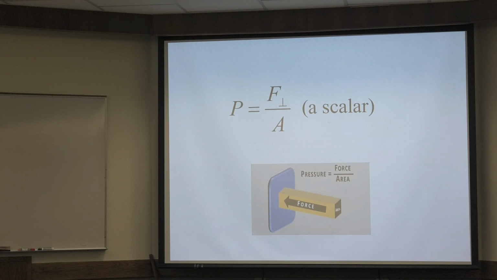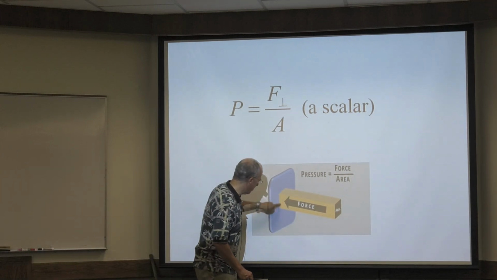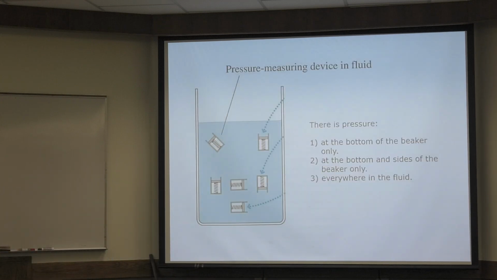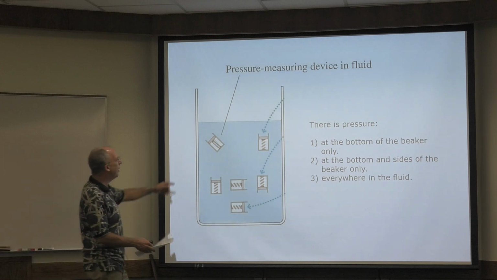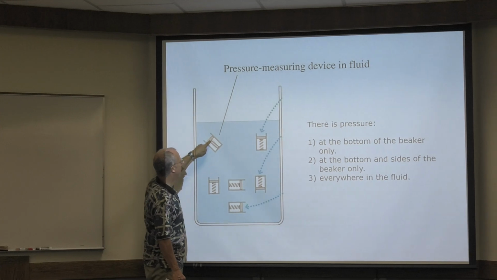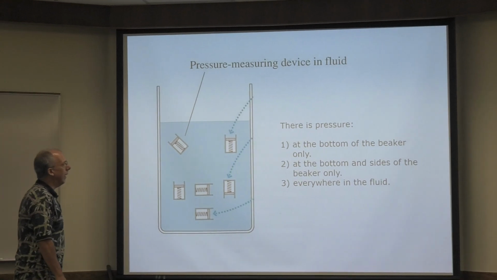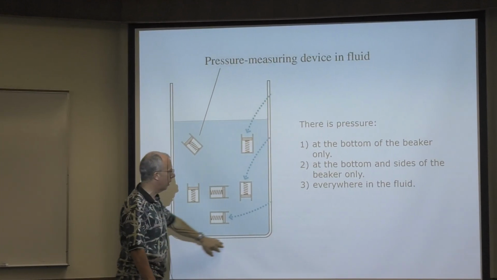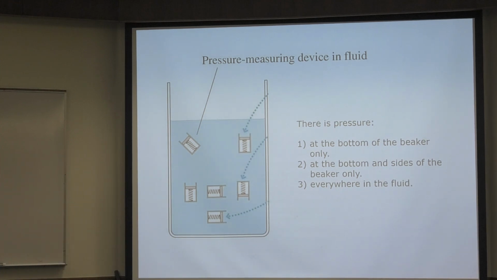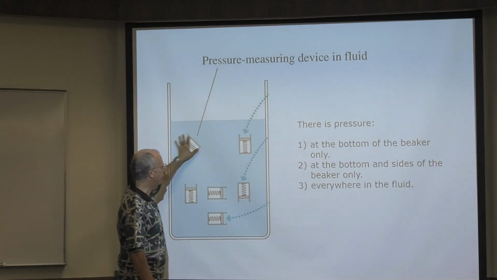All right, so let's look, all right, so there you go. So force divided by this cross-sectional area. So let's learn about pressure. Okay, so this is called a pressure measuring device. It's kind of funny because it's just a spring with a little piston thing there, right? All right, so just pretend these things measure pressure, okay? All right, so this is just a lab. This is a beaker full of water, you know. So there is pressure at the bottom of the beaker only, at the bottom and the sides, or everywhere.